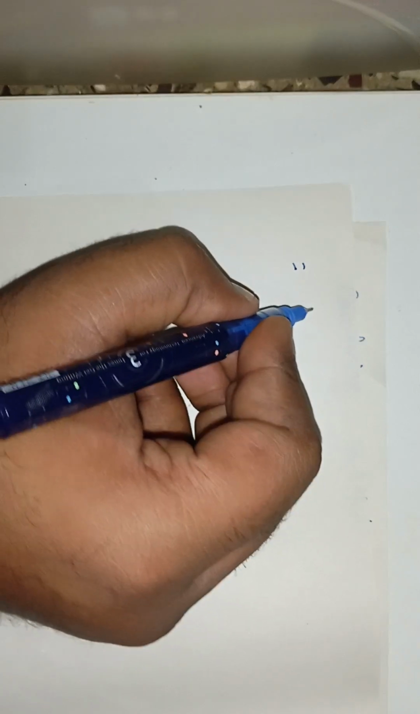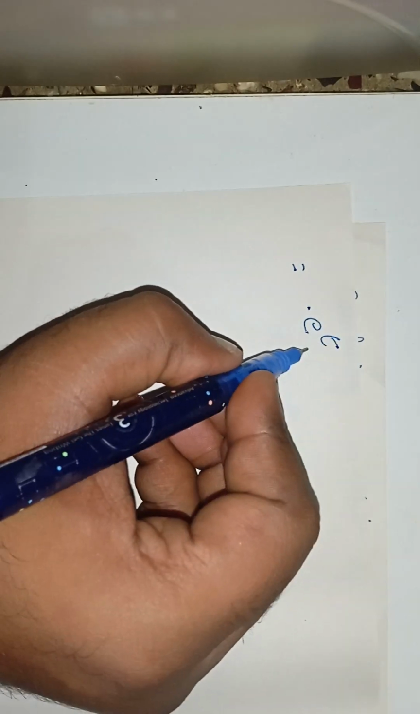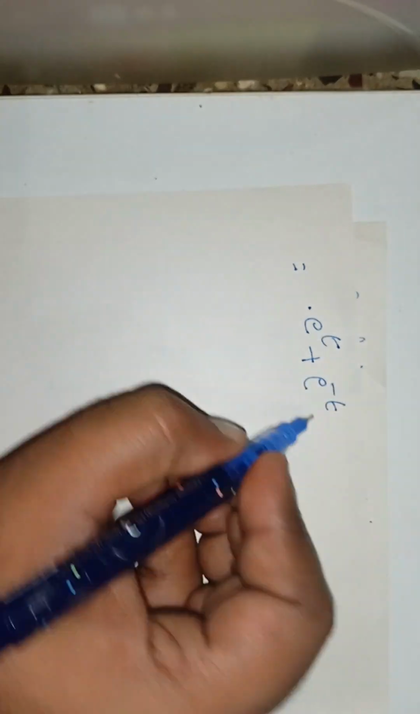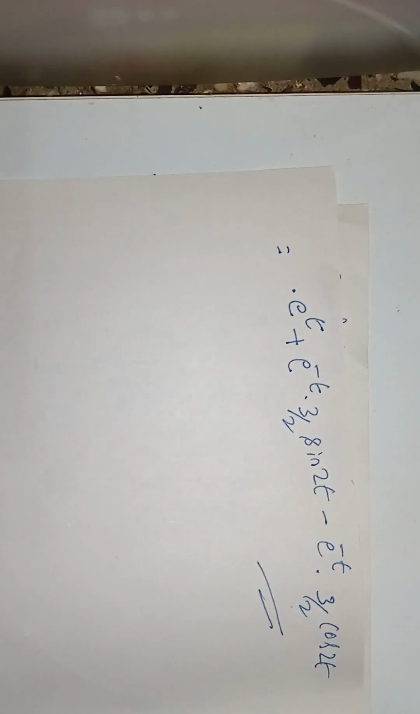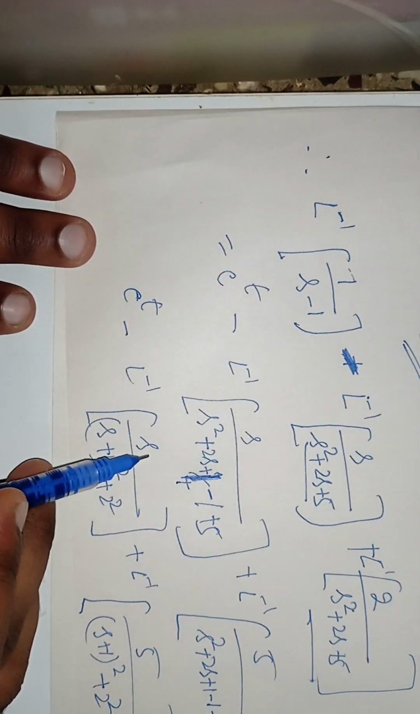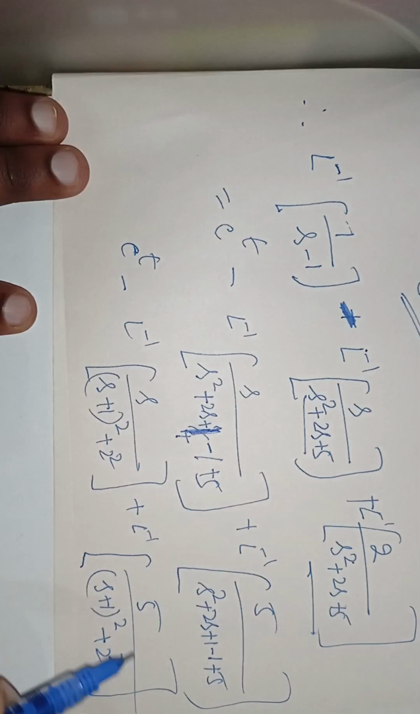So you end up with the answer as e^t plus e^(−t) into (3/2) sin 2t minus e^(−t) into (3/2) cos 2t, because when you apply completing the square, like in the previous problems I did, you add and subtract 1, and you separate, you get one cos term and one sin term, and this is the sin term. So you end up with this result.